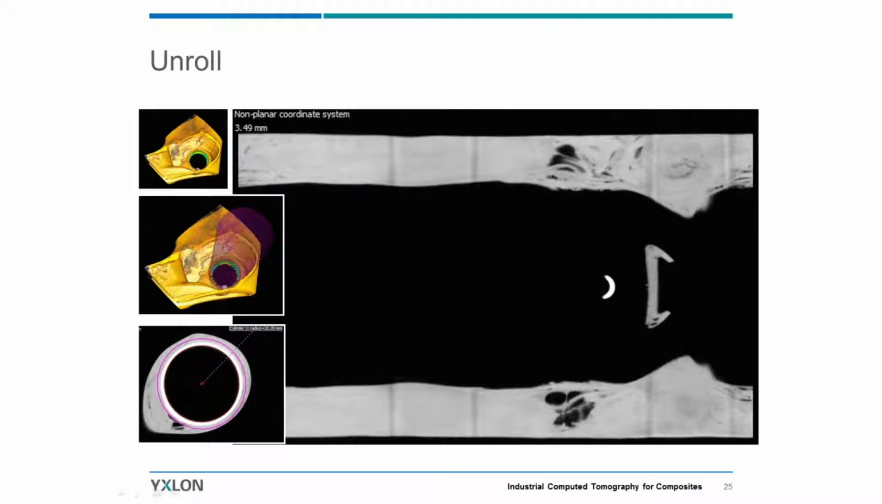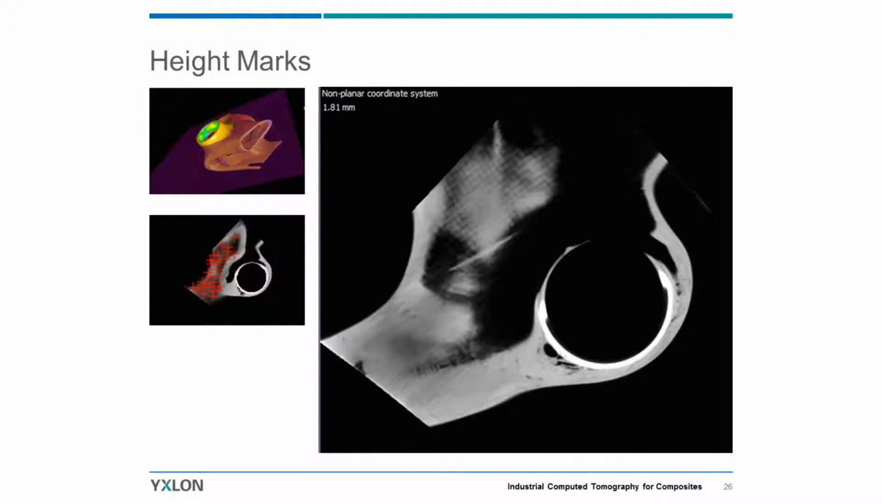And the software is interactive, so you can scroll back and forth and see where you're at, and you can go to certain areas too. You can jump to exactly 2.0 millimeters if you want to, or somewhere where you know it's critical. Another very nice feature is the height marks.